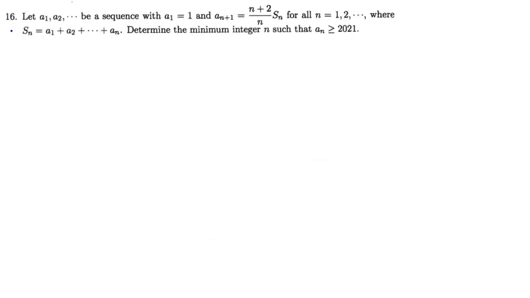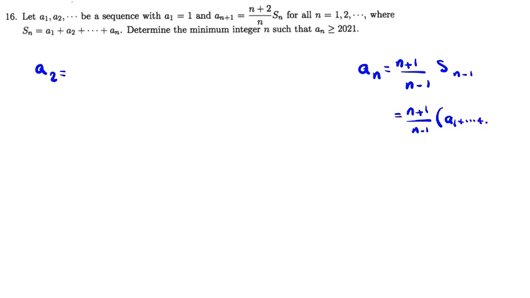Okay, so let's consider, as I said, one of the most important ideas is considering small examples. So a2 is what is here. Let me write like this. an equals n plus 1 over n minus 1 times S(n-1), which means n plus 1 over n minus 1 times a1 to a(n-1). So a2 is what? Is 3 over 1 times the previous one, 1. So a2 is 3. a3 is what?